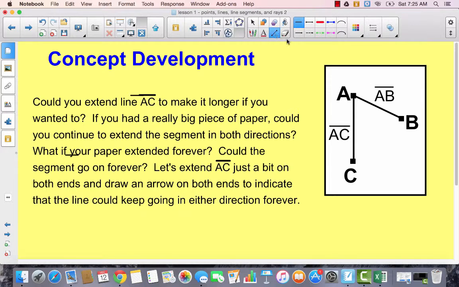Okay, so here's what we're going to do. We're going to use an arrow this time, and we're going to start on this end of line segment AC, and we're going to extend it this way, and then we're going to extend it this way. Now, the arrow means that in real life, this line goes on and on forever. We can't draw it on and on forever, but by putting the arrow, that means that it keeps going in that direction forever.